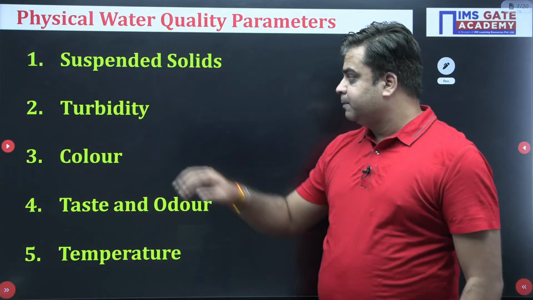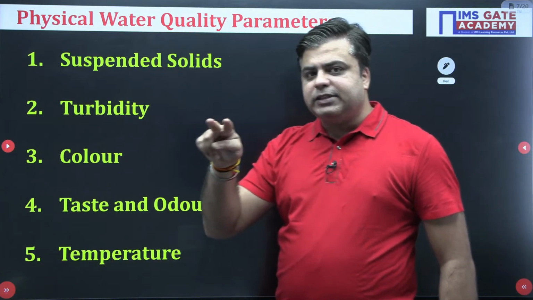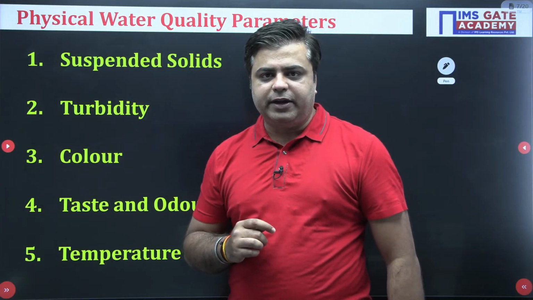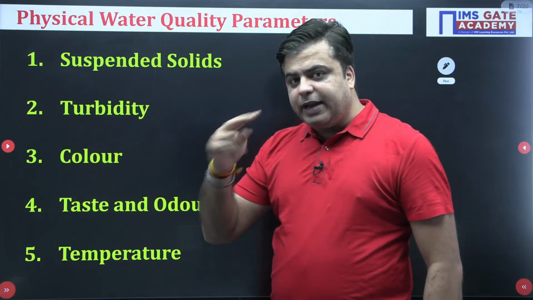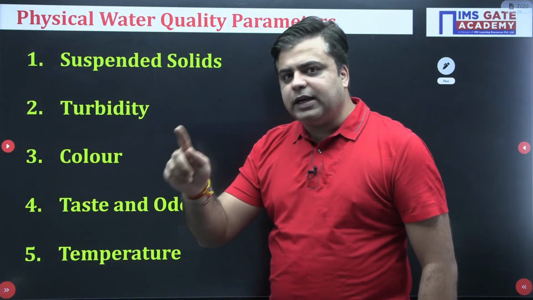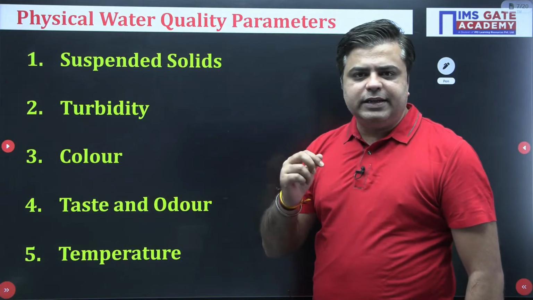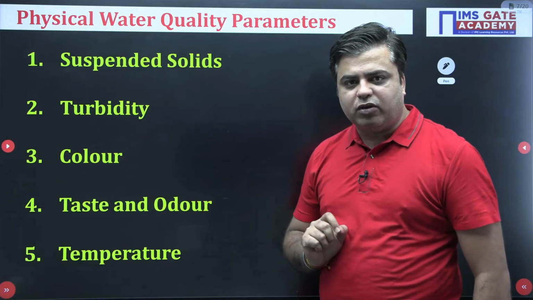You can see this. Suspended solids can be seen through the naked eye, hence classified as physical water quality parameter. Turbidity again can be seen through the naked eye, hence classified as physical water quality parameter. Color again can be seen, hence classified as physical water quality parameter.